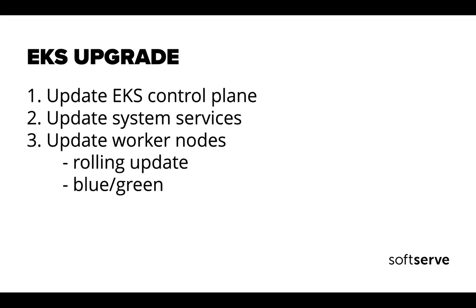There are two ways to do it. One is a rolling upgrade, when you upgrade nodes in some batch sizes, and the second one is a blue-green upgrade, when you create additional worker groups with the new version, migrate all your workloads to these new worker groups, and after that you spin down your old worker groups.